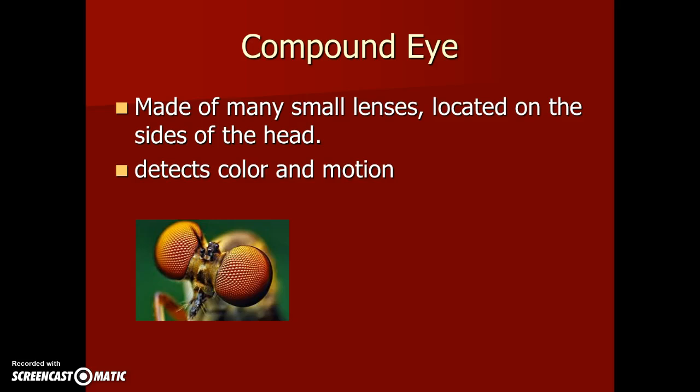Compound eyes are made of many lenses located on the sides of the head. Compound eyes can detect color and motion. So you can see the many lenses in this picture. That's what compound eyes are. Us as humans, we have just one lens.